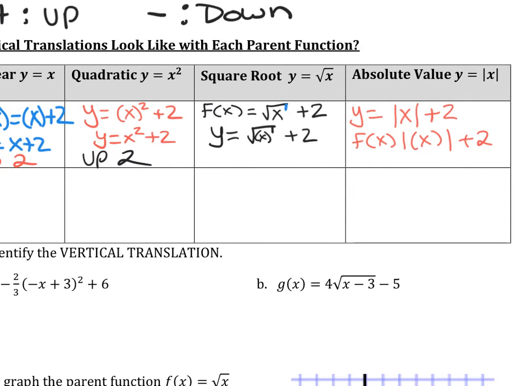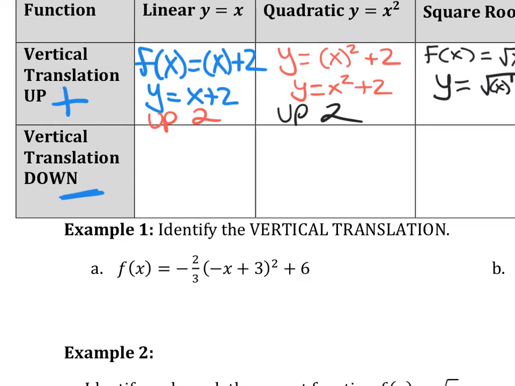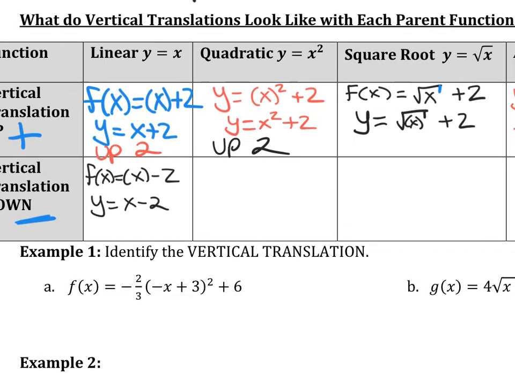Okay, so adding, we're moving up. Subtracting, we will be moving down. So down is a subtraction. The subtraction will be happening in the same places as the addition. It'll just be subtraction instead of addition. So we can have f of x equals x minus 2 in parentheses, or just x minus 2 with no parentheses grouping them together for a linear.